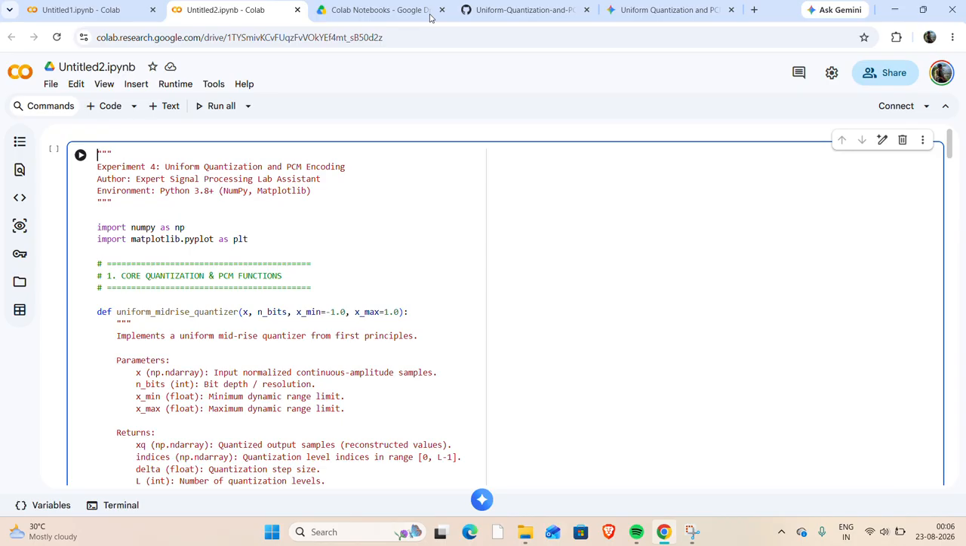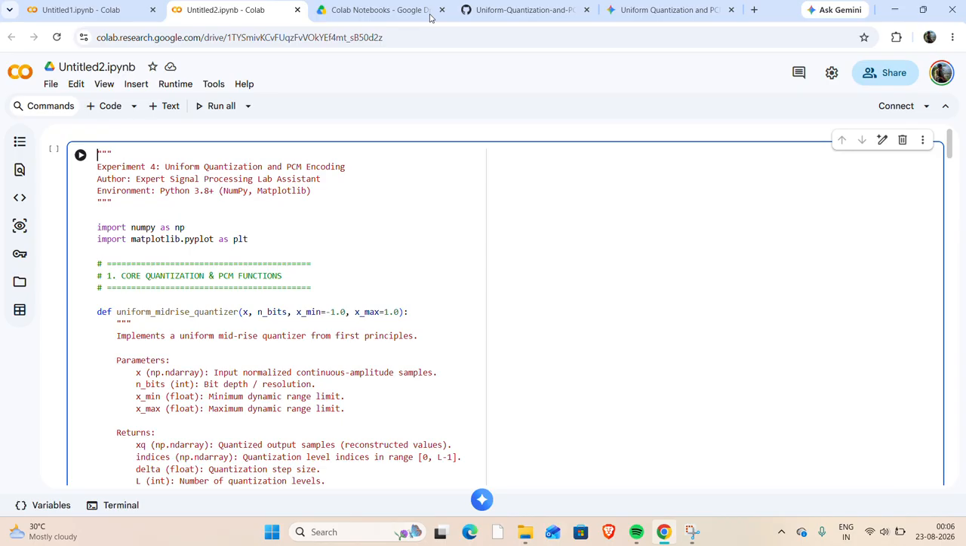For example, with 3 bits, we get 2^3 or 8 quantization levels. With 8 bits, we get 256 levels. Therefore, increasing the number of bits gives us better resolution. After quantization, every sample is assigned a quantizer index. This index is then converted into an n-bit binary PCM code word. For example, with 3 bits, the indices from 0 to 7 are represented by binary values 000 to 111.